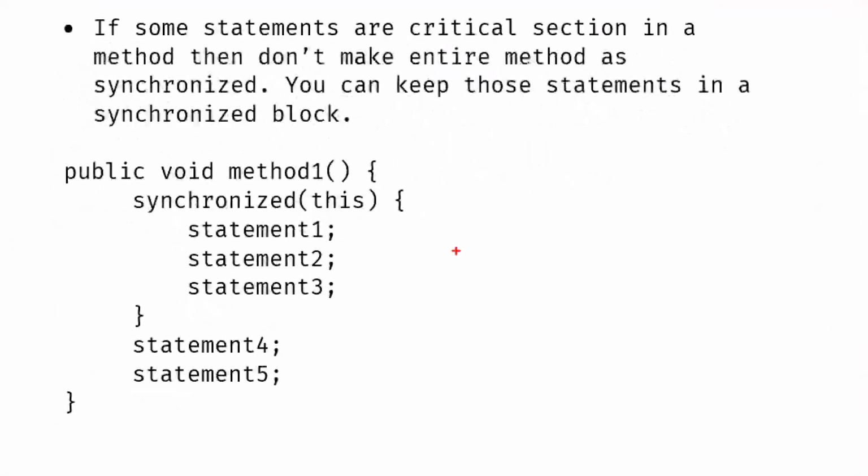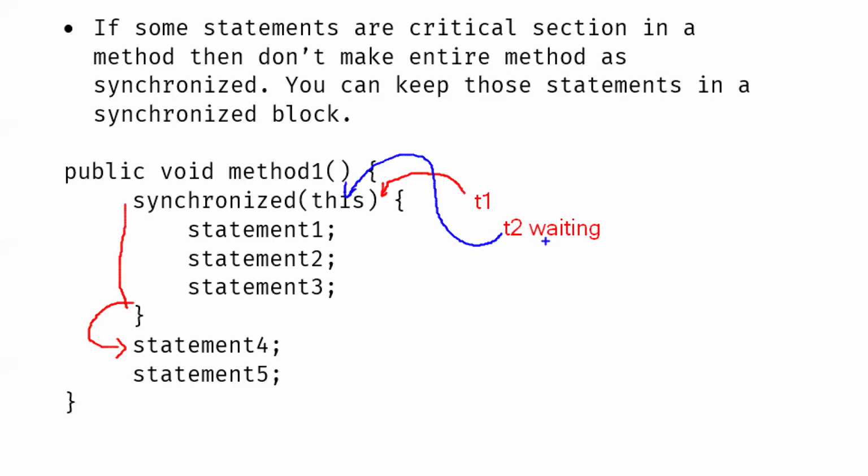Whenever, for example, thread 1 acquired the lock, thread 1 entered into the synchronized block for execution. Thread 2 is waiting. How much time? If thread 1 completes the block, and when thread 1 enters out of this block to the next statement, then thread 2 will enter. Now the waiting time of thread 2 is less when compared with the previous example.